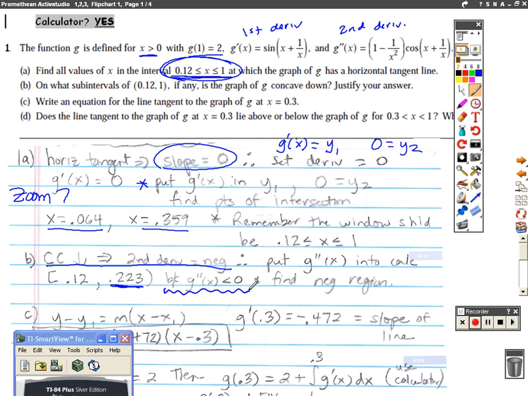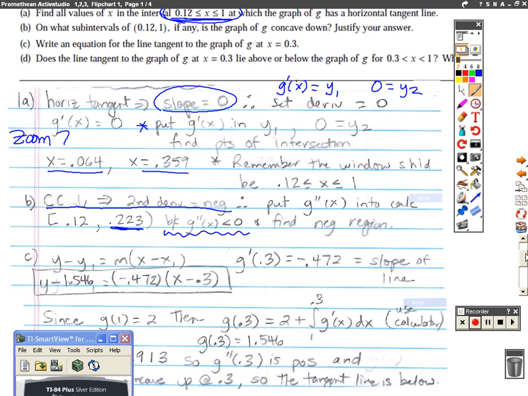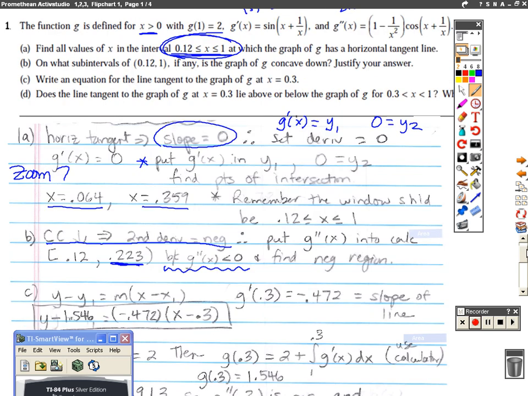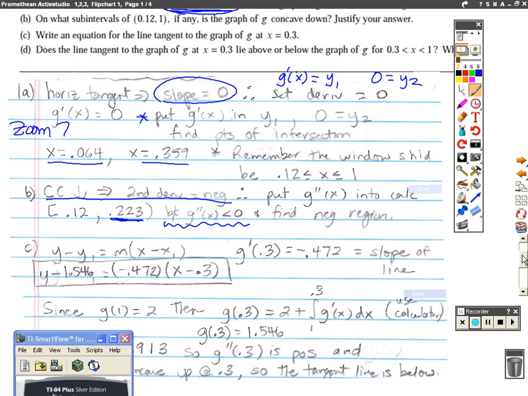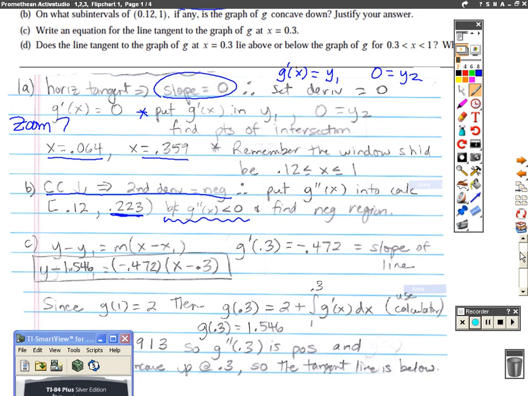All right, looking at part C. Now part C starts out, it's not a really difficult question, but there is a part of it that gets a little bit challenging. They're asking me to write the equation of a line tangent to the curve of the graph at x equal to 0.3. Well, that's really not that scary.